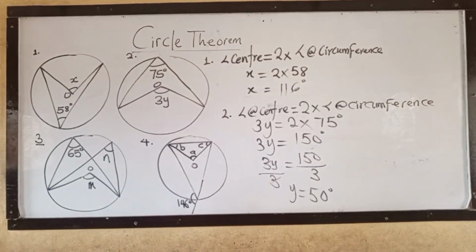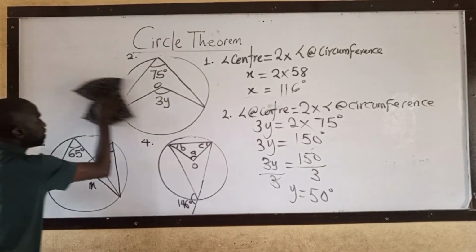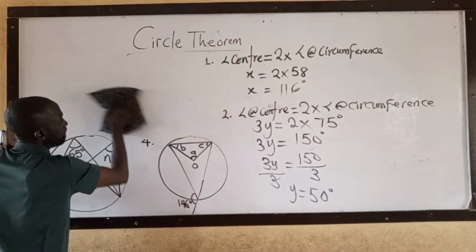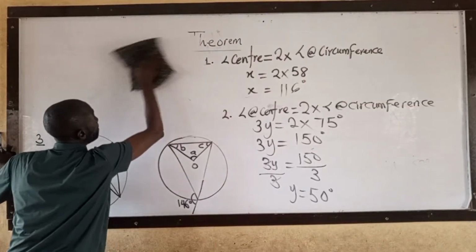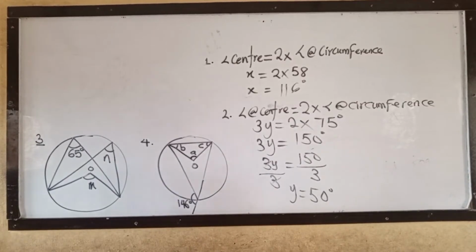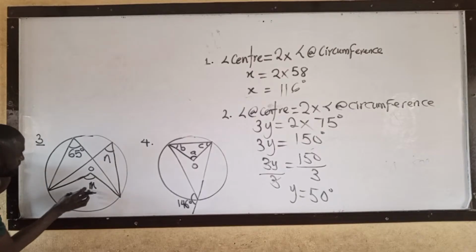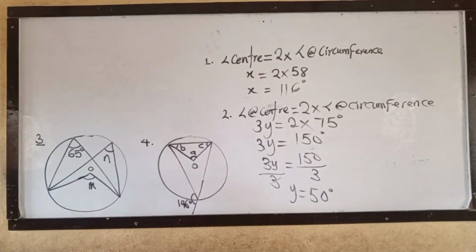Number 3. So let me write this one out. So look at this. This is the center. M is the center. Then 65 is the circumference.